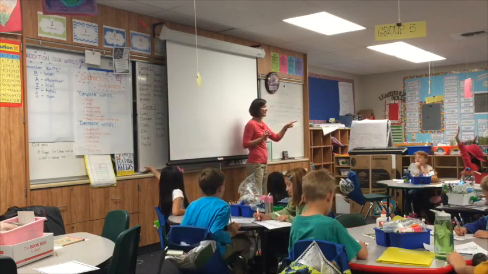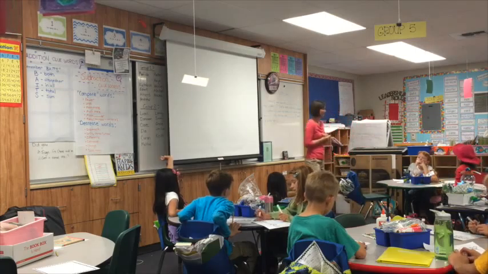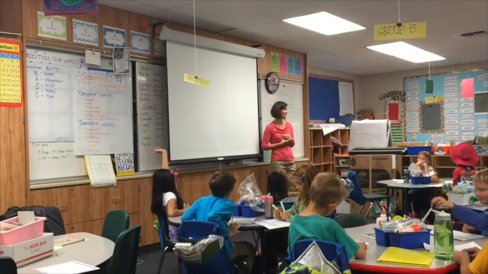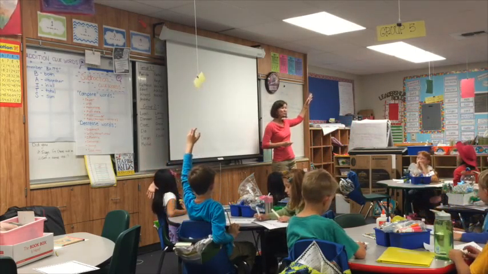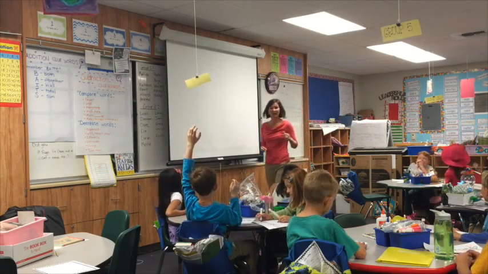Thank you. Table group 1 has some hands up, quiet hands. Comparing words, Donovan. A high number. A high number, which one is higher? Which one? 100. Which number is lower? One. Good.